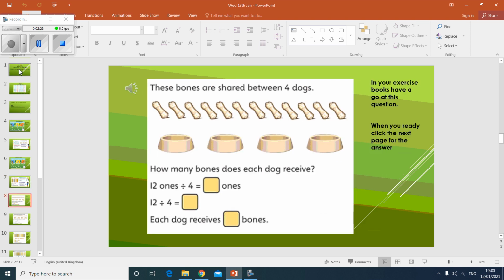So now have a go at this one in your exercise books. Pause the video while you have a go and then click for the answer. These bones are shared between 4 dogs. There are 12 bones. That's 12 ones divided by 4 equals how many ones? 12 divided by 4 equals how many? Each dog receives how many bones? Pause the video.